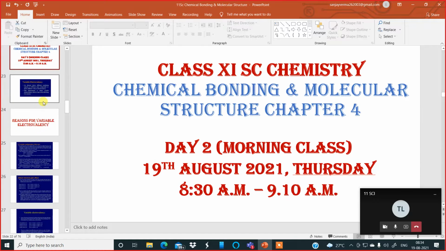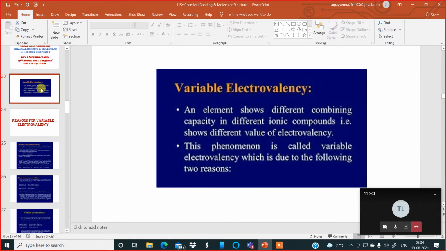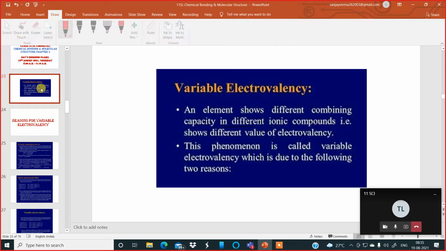Now today, basically what I want to discuss is something called variable electrovalency. You have heard the word variable valency in your lower classes, but here there is something called variable electrovalency. Metallic atoms are capable of losing more than one electron from their valence shell. That is how they exhibit variable valency. An element shows different combining capacity in different ionic compounds, that is, it shows different values of electrovalency. That is why this phenomenon is called variable electrovalency, and the term is applicable mostly for metallic atoms.